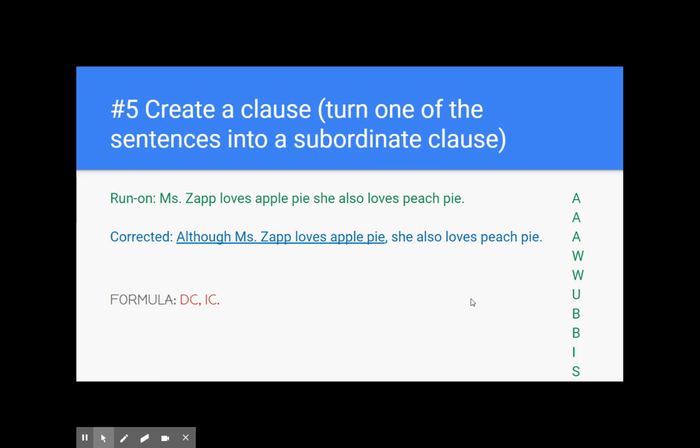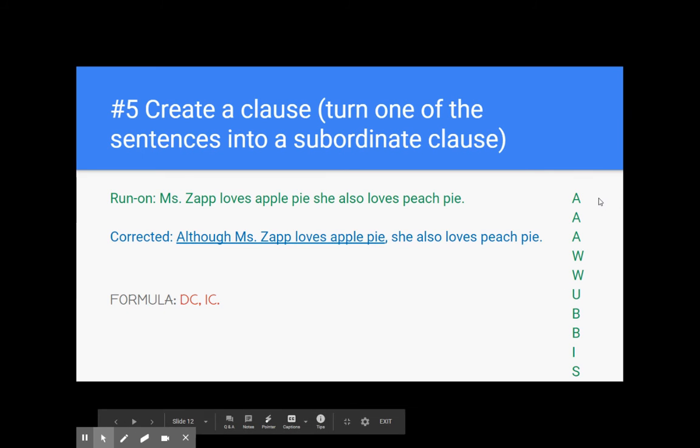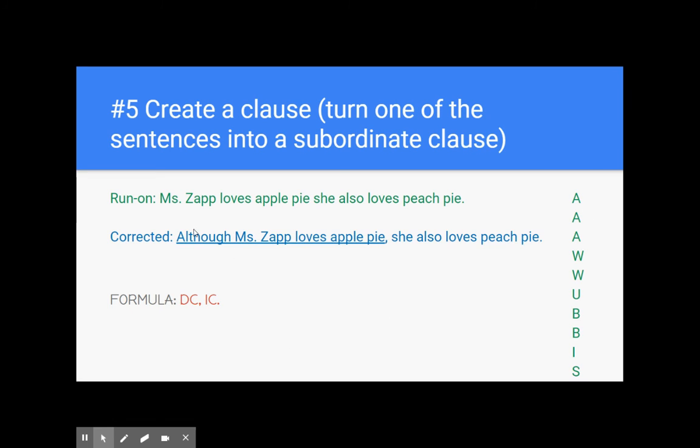And our final option here is to create a clause. So turn one of our independent clauses into a dependent clause, and you do that by adding one of our subordinating conjunctions, one of our AWUBIS words, to one of those clauses. So in this example, I added an although before my first independent clause. Although Ms. Zapp loves apple pie, comma, she also loves peach pie. So now, although Ms. Zapp loves apple pie, that is no longer a complete thought. It can't hang on its own. So remember, when your dependent clause comes first like that, it will be dependent clause, comma, independent clause, period.